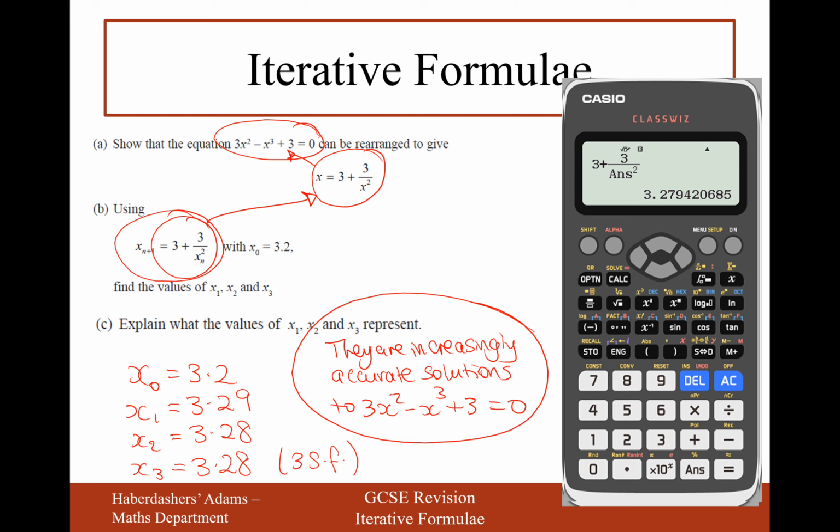So there we are, that's all we're going to go through in the Iterative Formulae GCSE revision video. That's all you need to know on iterative formulas, and feel free to come back to the video in the future and have another go at the questions if you've got them wrong this time, or maybe you just need a reminder closer to the exam.